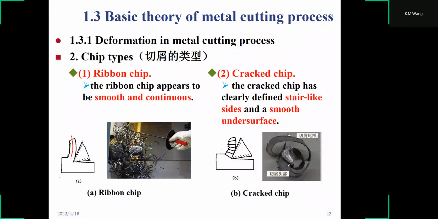The second type is a crack chip. As shown in all these pictures, the crack chip has clearly defined stair-like size and a smooth surface like this. It's called the crack chip. The crack chip is easily found when plastic metals are cut under the cutting condition with a lower cutting speed, larger undeformed chip thickness, and a smaller rake angle. This is the difference from ribbon chips.